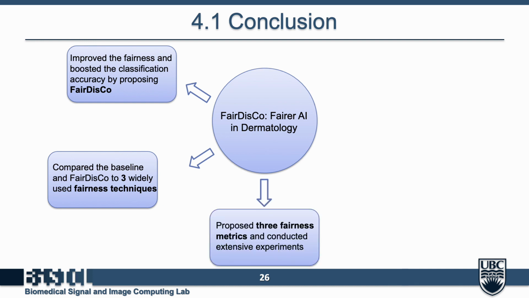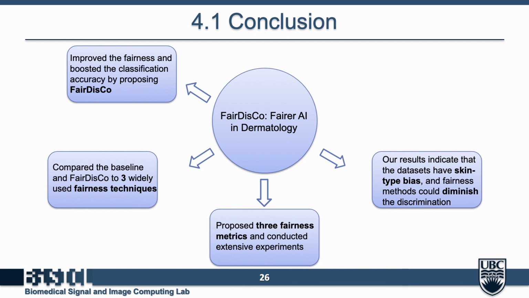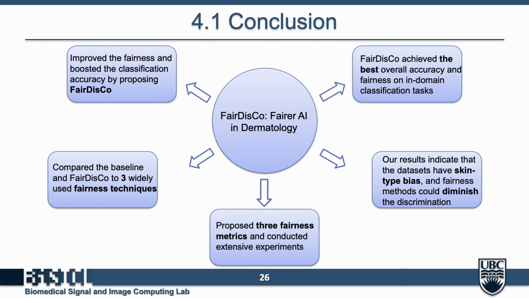We also proposed three fairness metrics for our task, which could also be applied to other fairness tasks, and conducted extensive experiments on two datasets. Our results indicate that the datasets have skin type bias, and fairness methods could diminish the discrimination. Finally, our proposed model FairDisCo achieved the best overall accuracy and fairness on in-domain classification tasks, and surpassed the baseline on the out-of-domain classification task.